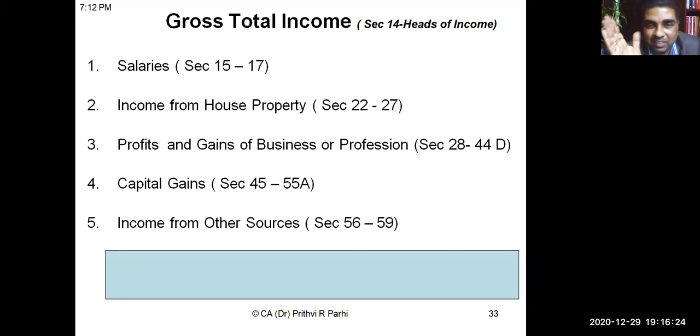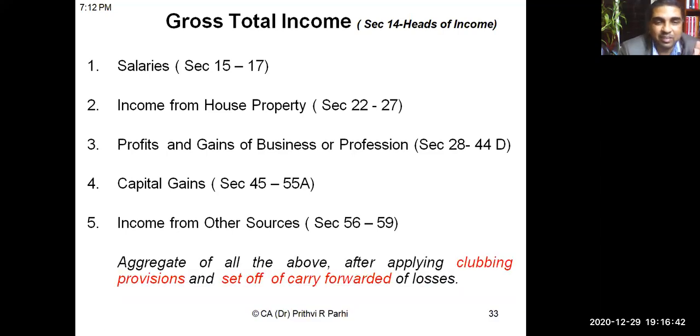So I have to understand how to calculate gross total income. After this, I have to make two adjustments. After those adjustments only, I'll be able to find out what is gross total income. These adjustments are not about agricultural income, that concept is not here. We have to apply clubbing provisions.